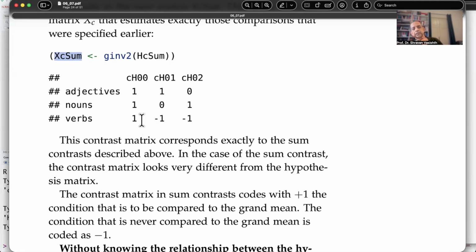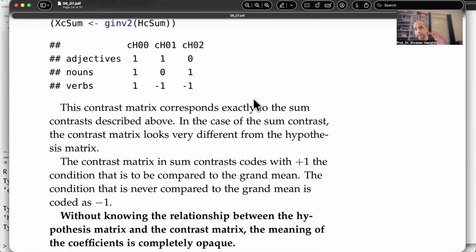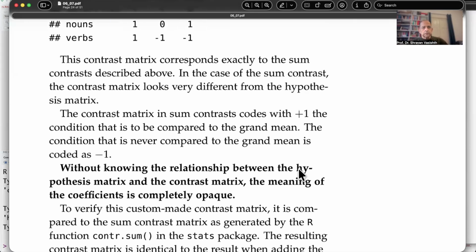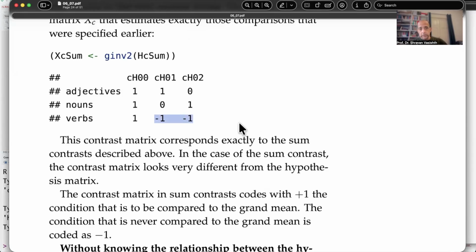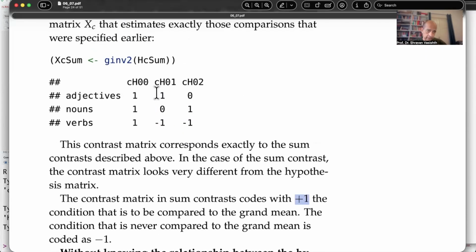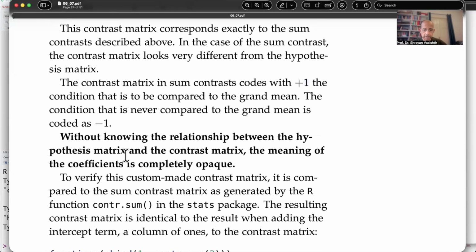So all the levels that are coded -1, and this is of course the intercept, right? The level that is coded -1 is never going to be involved in the hypothesis testing or the derivation of the slopes. That's what the -1 can be interpreted as. The condition that will be compared to the grand mean is coded as +1. I'm only talking about this part here. That's just the intercept.